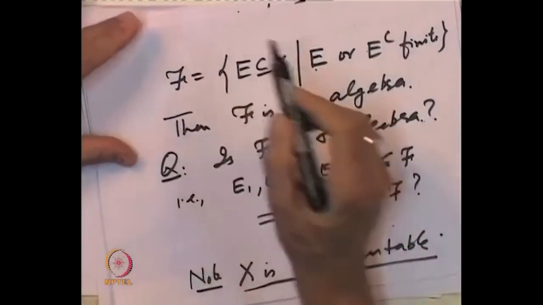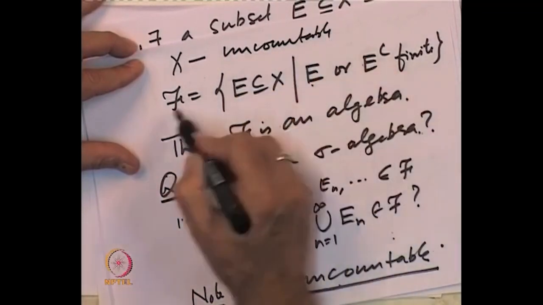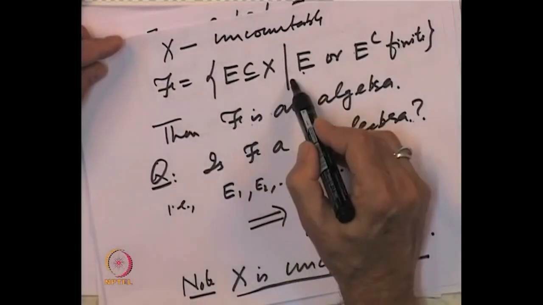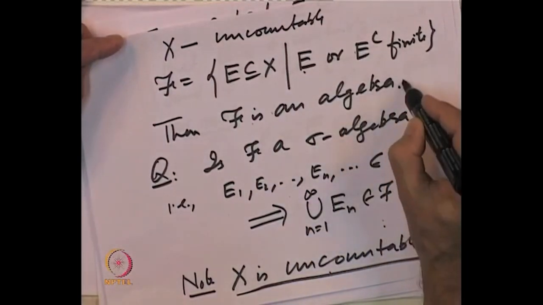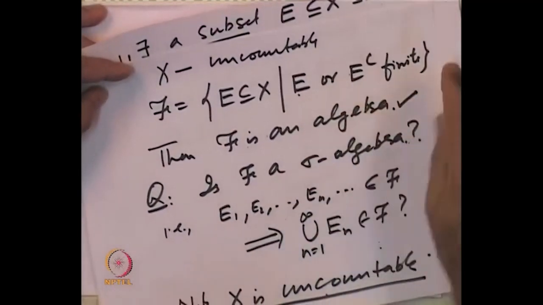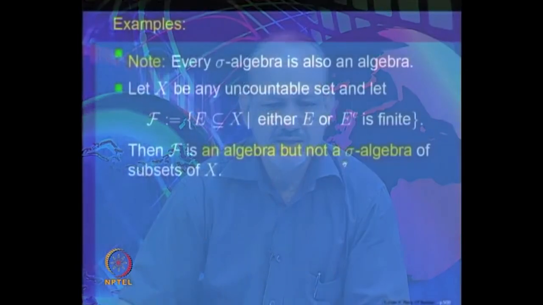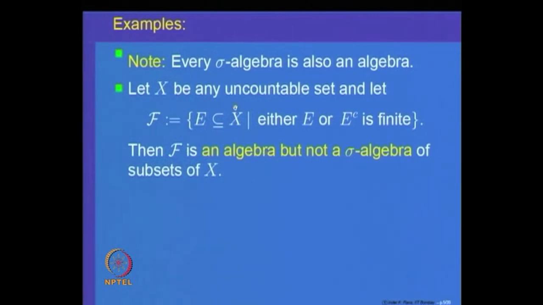So, what we are saying is, whenever X is uncountable, and you look at this collection of sets E contained in X such that E or E complement is finite, then it is an algebra and it is not a sigma algebra of subsets of X. We have proved that it is an algebra of subsets of X, but it is not a sigma algebra of subsets of X. So, every sigma algebra is an algebra, but every algebra need not be a sigma algebra. That is the observation that we get from here.